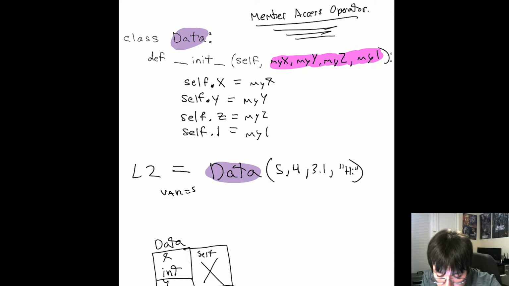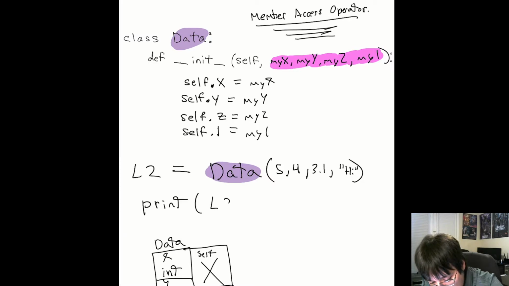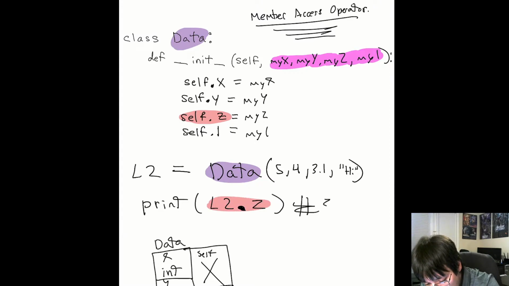And so in this case, I have made this object, and this object contains all I want. So now what if I want to print out the Z value of my object? Well, I will say print, and I would say L2 dot, the member access operator, and then Z, because that's what I called it up here. And this would print out to the screen 3.1.